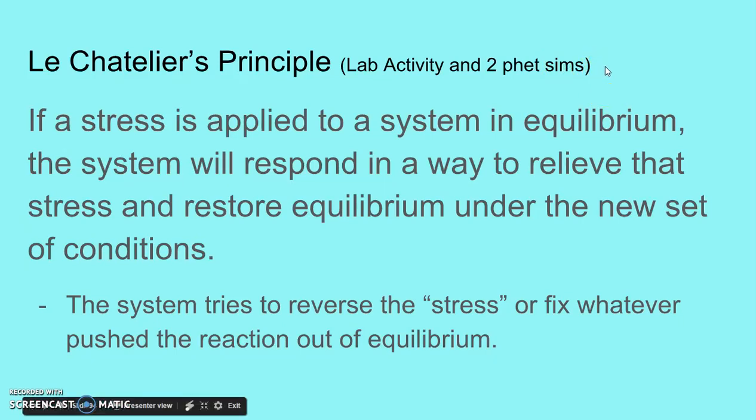But the basics is, if a stress is applied to a system in equilibrium, the system will respond in a way to relieve that stress and restore equilibrium. So if you take a system that's already happy and hunky-dory, where the forward and reverse reactions are in equilibrium with each other, and you apply a stress, meaning you put more reactant in, or you start stirring it, or you change the temperature, you mess up the equilibrium, then it's going to try to fix whatever you did to it, which seems kind of common sense. So the system tries to reverse the stress.